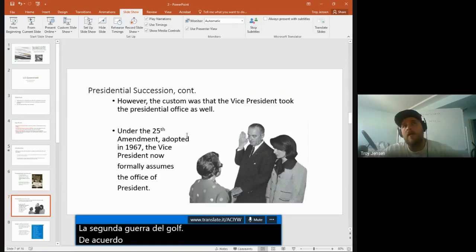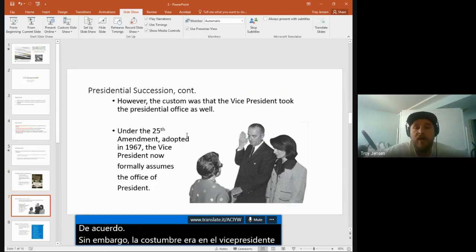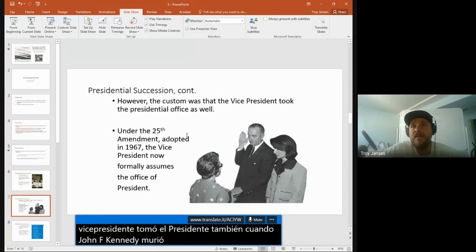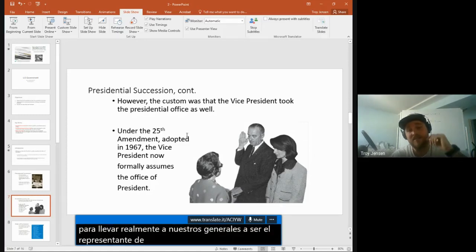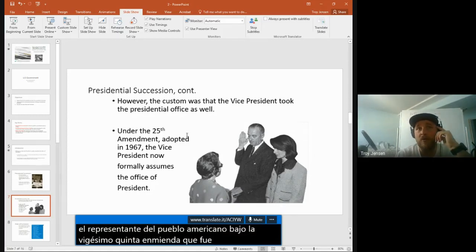However, the custom was that the vice president took over as president. When John F. Kennedy died, Lyndon B. Johnson was sworn in on Air Force One. This is a picture of the official swearing into office, but we always need a president of the United States to lead our generals and be the representative of the American people. Under the 25th Amendment, adopted in 1967, the vice president now formally assumes the entire office of the presidency.